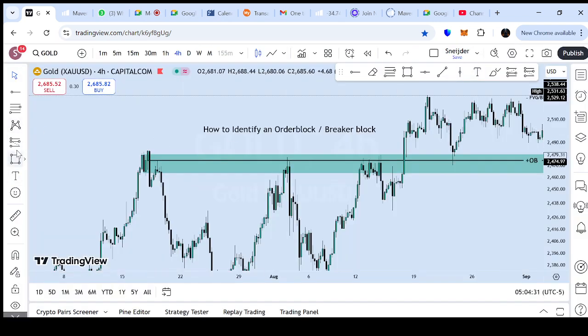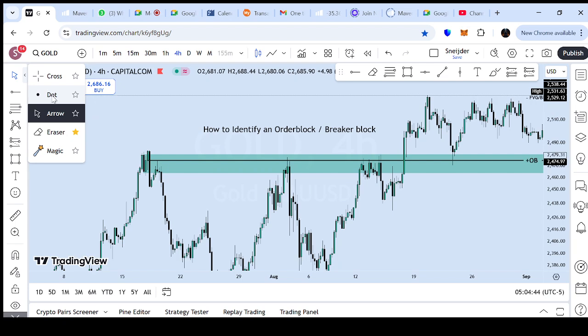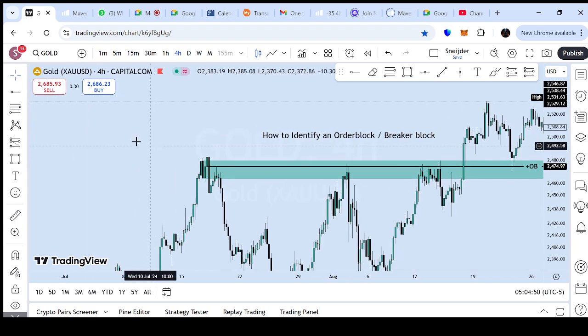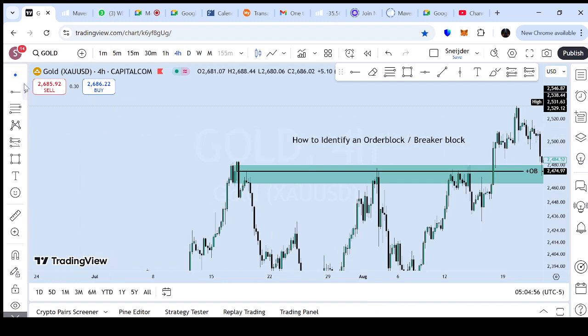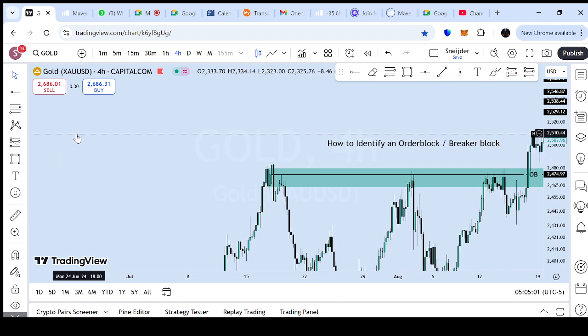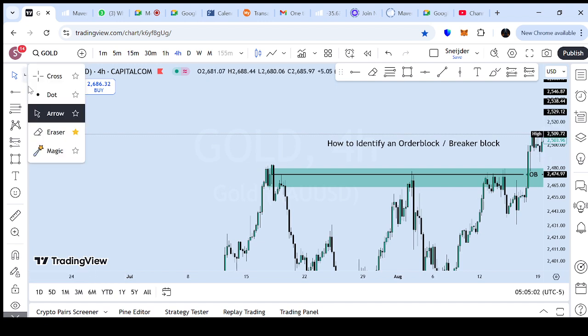So you go over to the left side of your chart, your TradingView. Above here, you click on the small arrow. It will bring out all this for you. This is a cross, like your mouse cursor now. You can make it to be like this, like a dot. You can change it to an arrow.